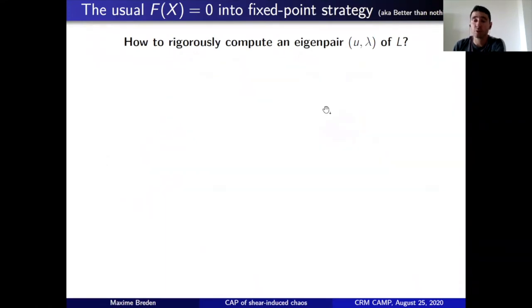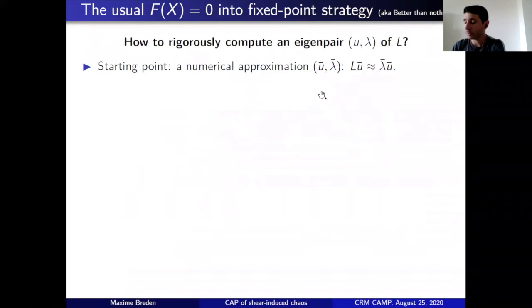And for this, we're going to use, at least on a general level, a strategy which is very standard in this computer-assisted proof community, which has been presented many times in this seminar already. So I'm going to be a bit quick about that. But of course, if there are people in the audience who are not so familiar with that, please interrupt me if you want.